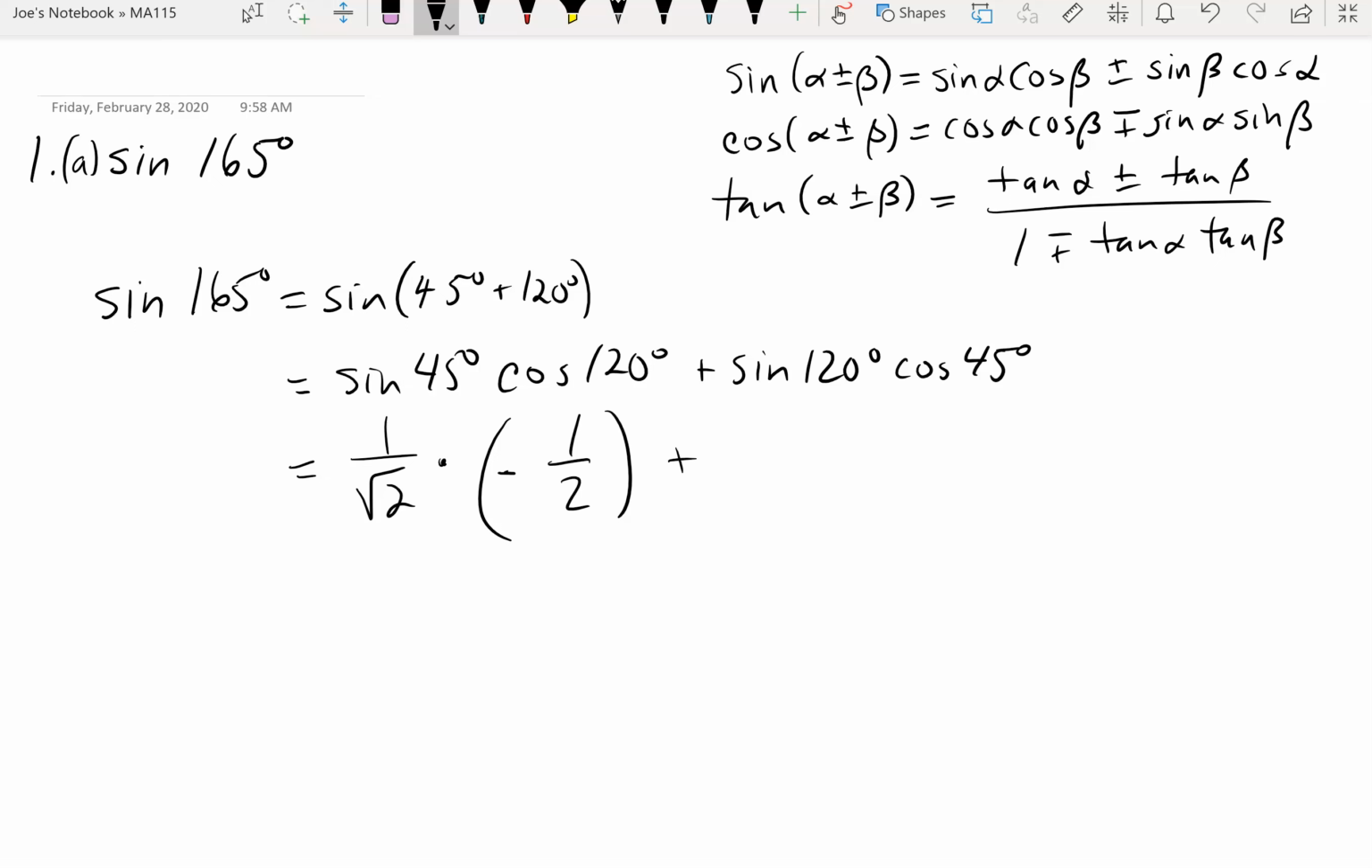And now flip it around here. Sine of 120, that one's going to be root 3 over 2. And again, we're in quadrant 2, so that one's going to be positive because it's sine, right? And then cosine of 45 is 1 over root 2. And like I said, for my purposes, that's perfectly fine. You can leave it like that. I don't care if you simplify it.